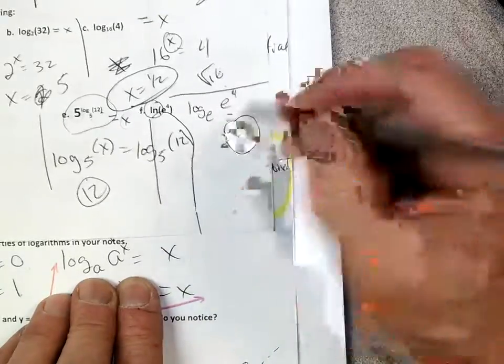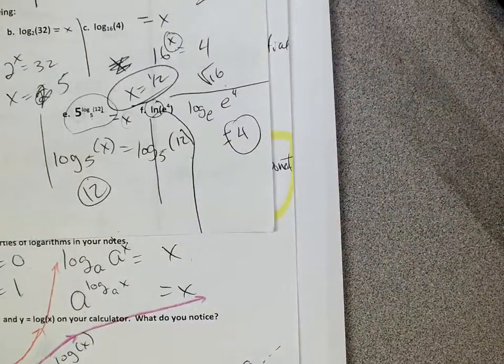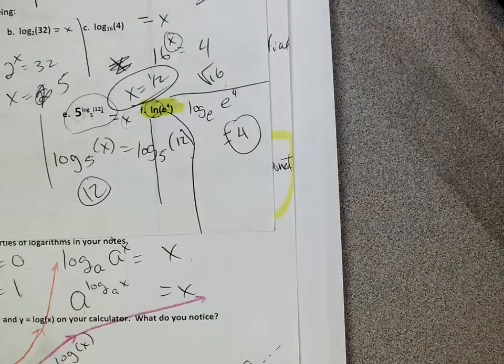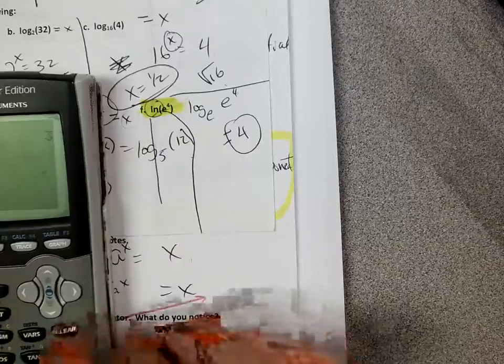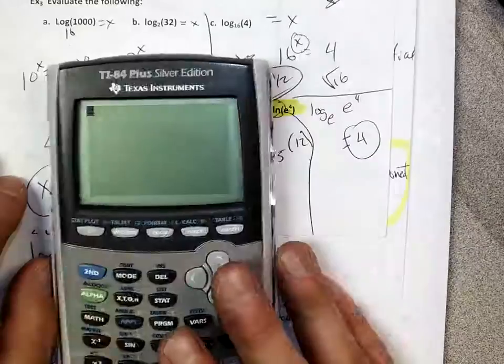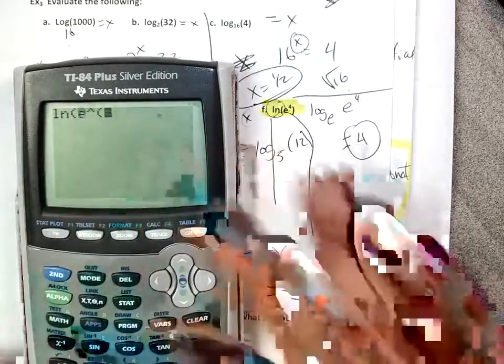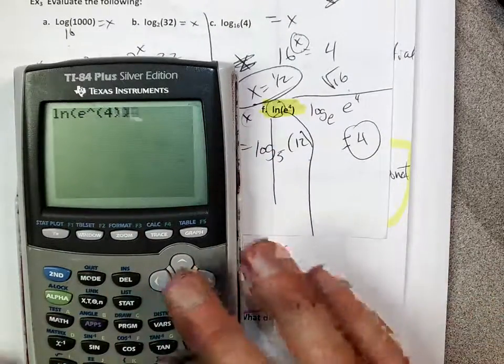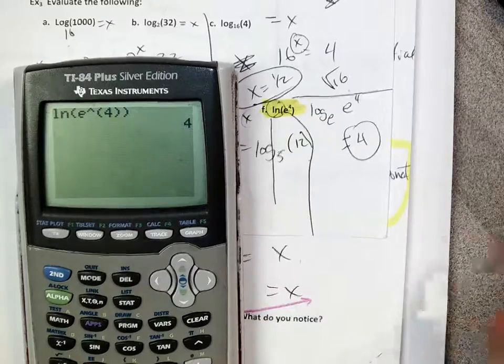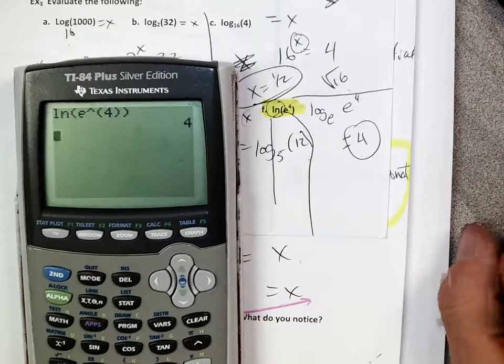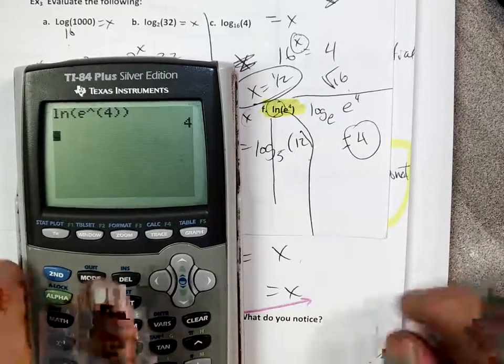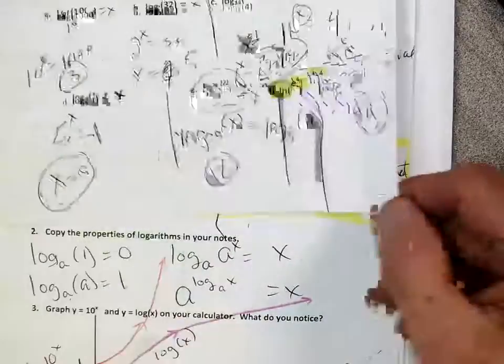I think it's 4. In fact, I think I could probably do the original on my calculator. I bet I could, because it's all just a bunch of numbers, right? And I can use my ln. Check this out. I bet I can do this one on my calculator. I bet I can go ln e to the 4 power. And I think the answer is 4. What do you know? Okay, turn the page.